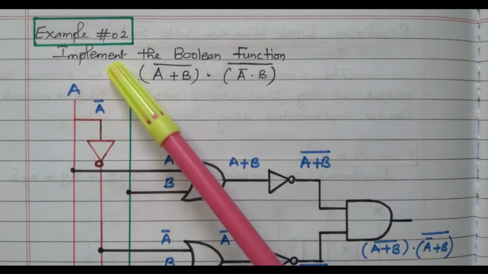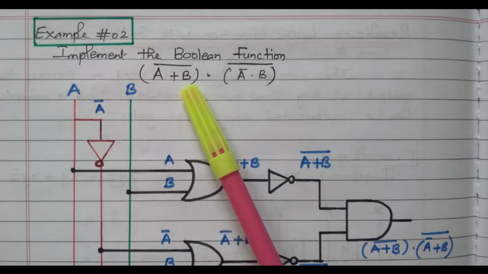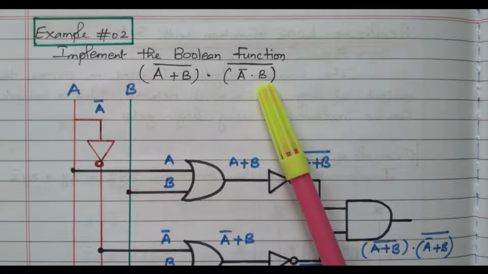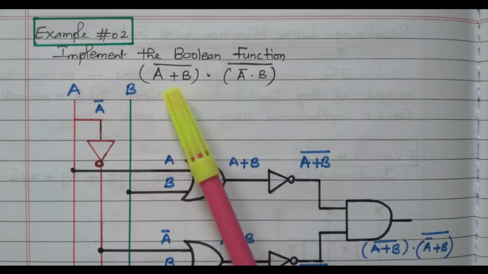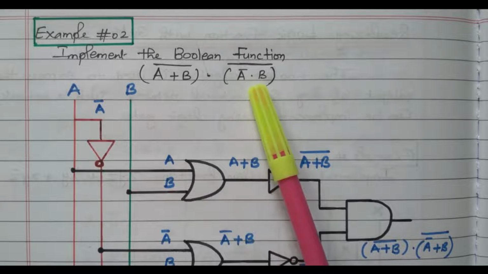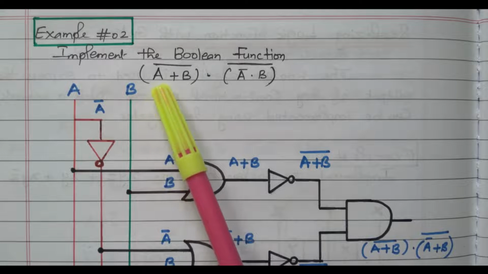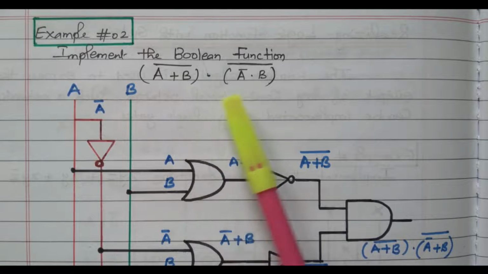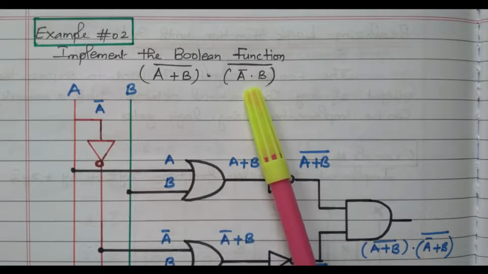In the second example, the given Boolean function is (a plus b) the whole bar dot (a bar dot b) the whole bar. So two functions are available: a plus b, and here a dot b, and then again the complement is available. In order to perform a plus b we need one OR gate. In order to perform a bar dot b we need one AND gate.